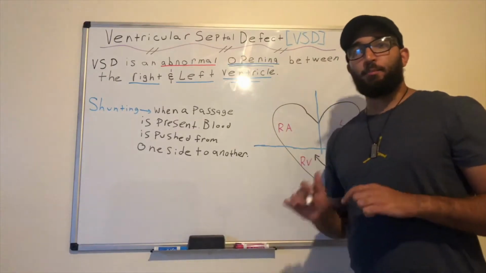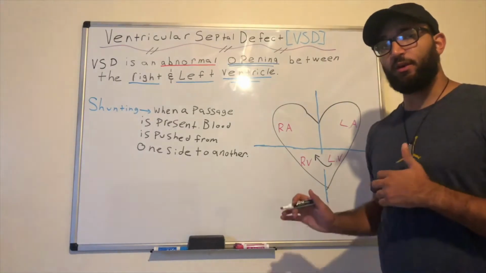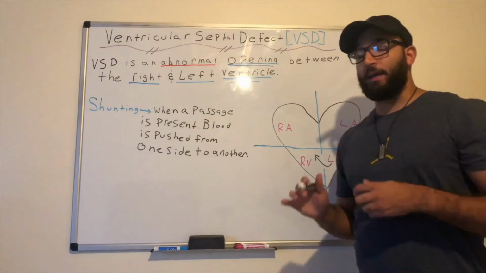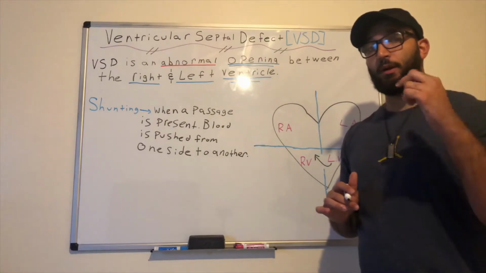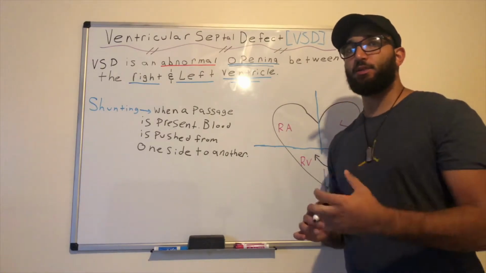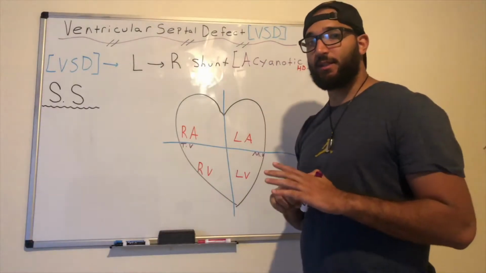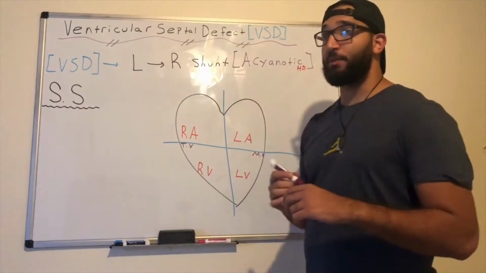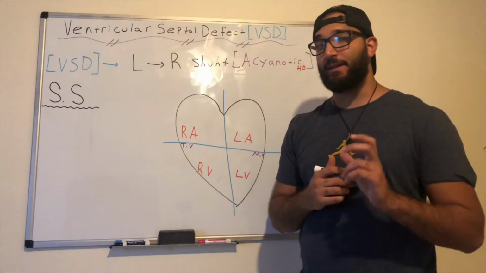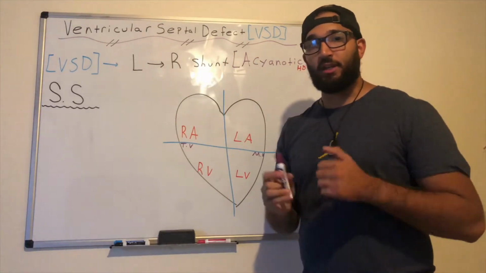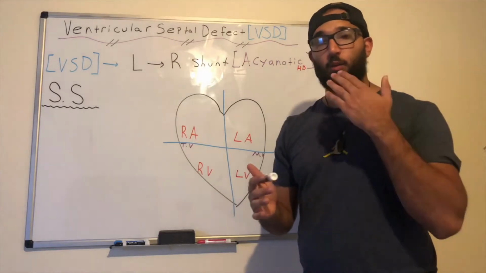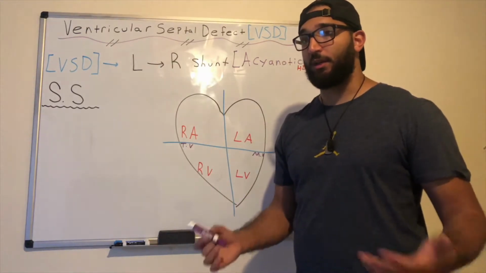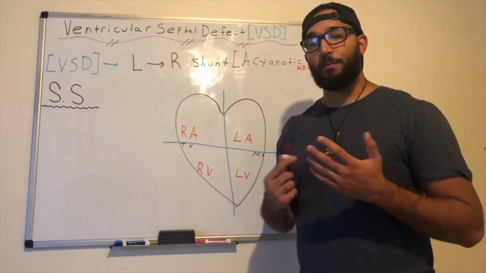Shunting is when a passage is present within the heart, or it could also be in other body systems, and blood is pushed from an area of high resistance to least resistance. VSD is considered to be a left to right shunt, meaning the child will experience acyanotic signs and symptoms. They won't have any issues with cyanosis, meaning they won't have blue lips or blue extremities. They will not have any dyspnea. Their O2 status will typically be normal.